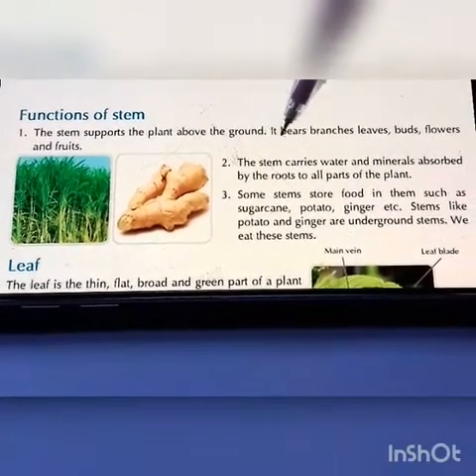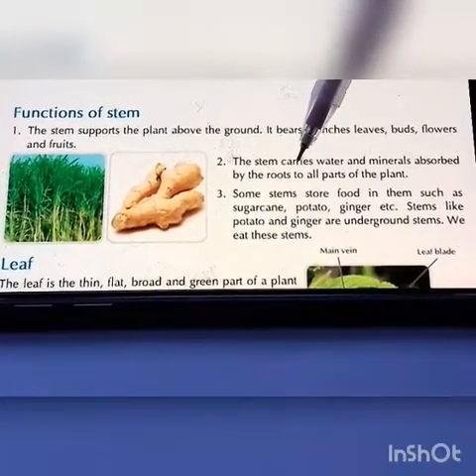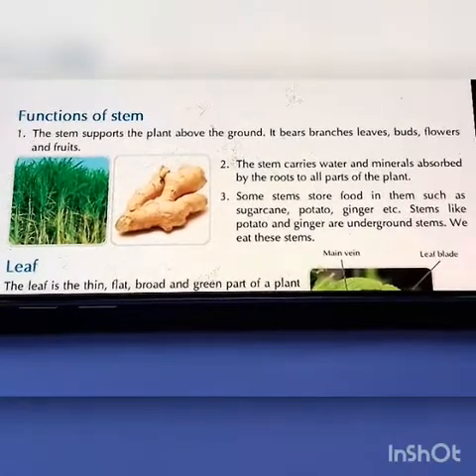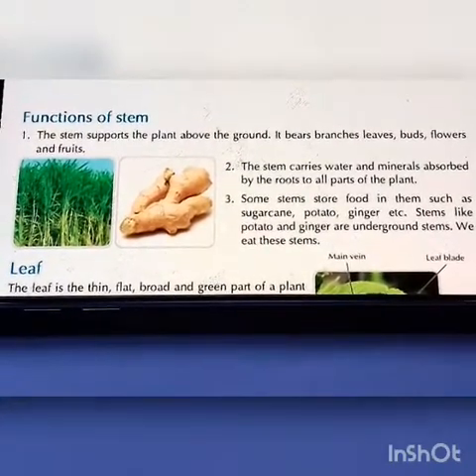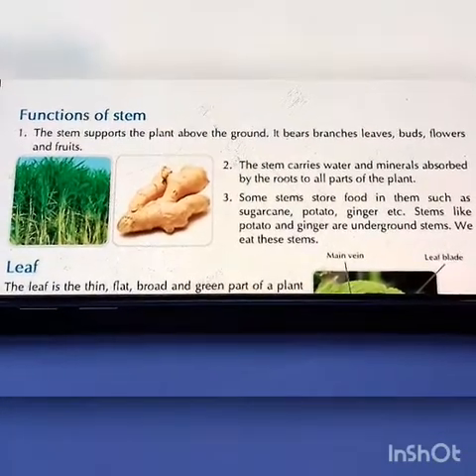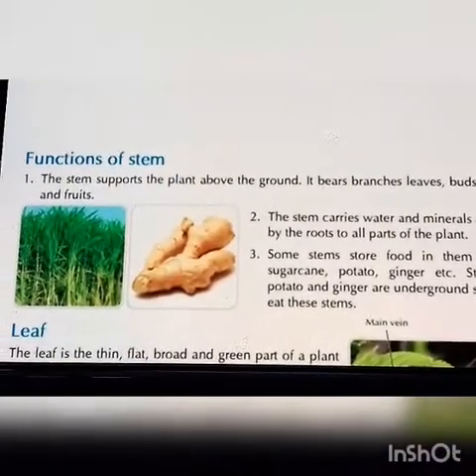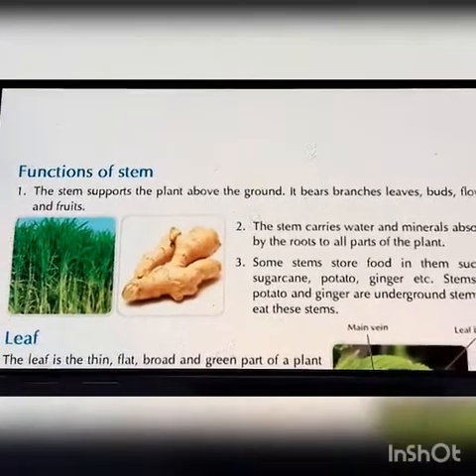Point 2. The stem carries water and minerals absorbed by the root to all the parts of the plant. And at the same time, stem also carries the food produced by the leaf to all parts of the body. In this way, stem carries both water and minerals and food.